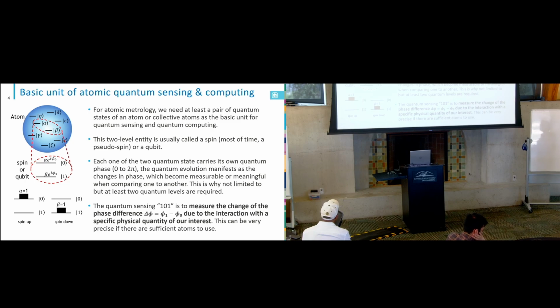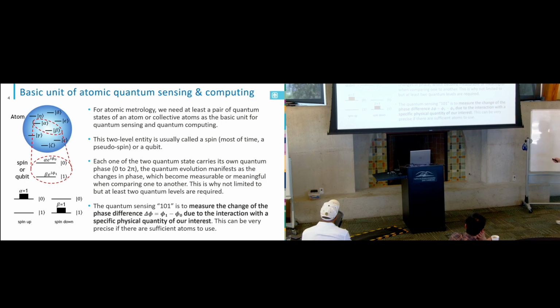So each one of the 2 states has its own phase, and this phase depends on time or position. So it depends on the 4-dimensional space-time. The reason is that each quantum state can have different energy, and if it has different energy, the phase evolves in time. If it has a different momentum, then it changes the phase in space.